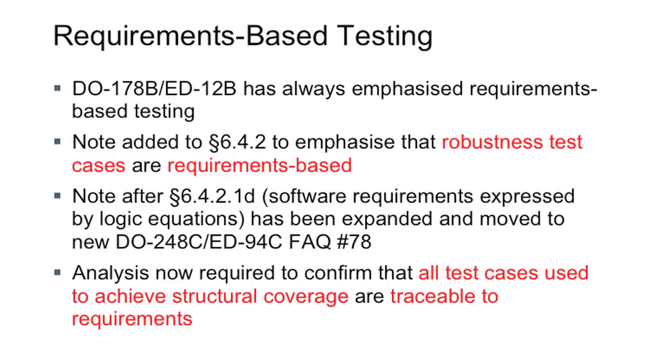DO-178B has always emphasized requirements-based testing, so we've made some small changes to the text to emphasize that. For example, there seemed to be a common misunderstanding that robustness testing was somehow to do with testing for behavior that wasn't covered by the requirements. That wasn't the case, and we've emphasized that robustness test cases still need to be requirements-based. It's possible that robustness testing may reveal incompleteness or gaps in the requirements, in which case you need to go and fix it.